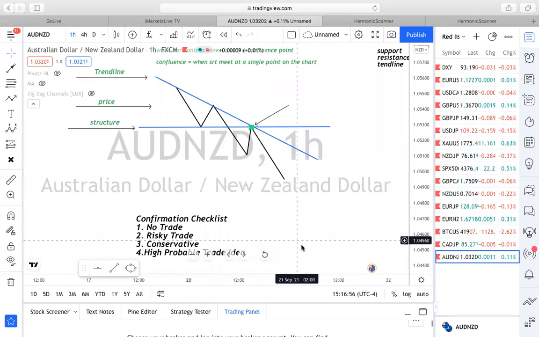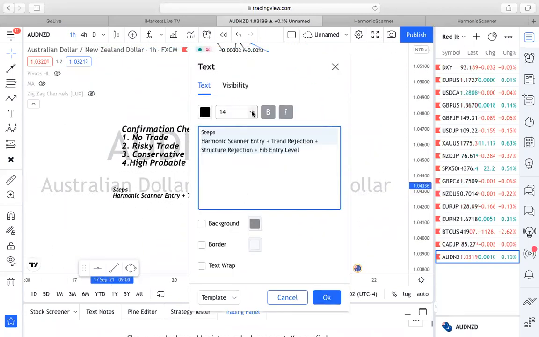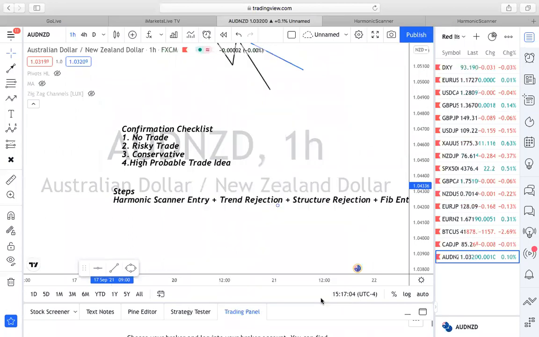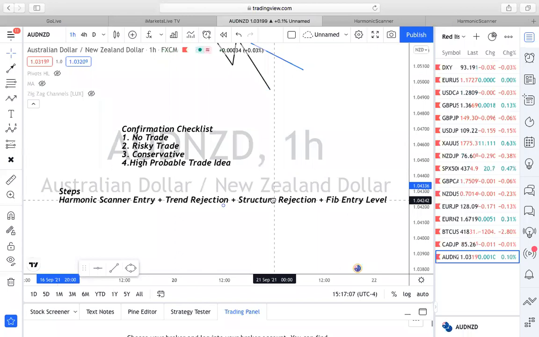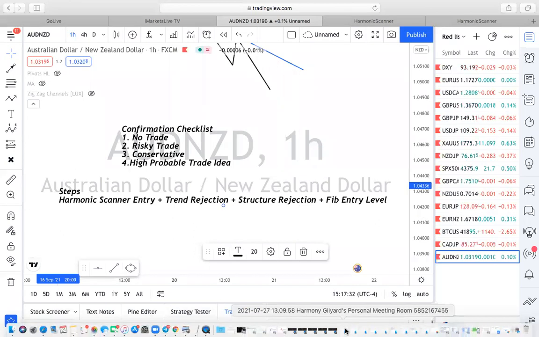Okay, now check this out. What are the steps? I'm going to make this a little bit bigger. I'm not going to lie, this is a pretty simple strategy once you understand how to catch it. The steps are: the harmonic scanner entry, trend rejection, structure rejection, and then fib level entry. I'm going to break this down for everybody. I'll repeat it one more time: harmonic scanner entry, trend rejection, structure rejection, and fib entry level.